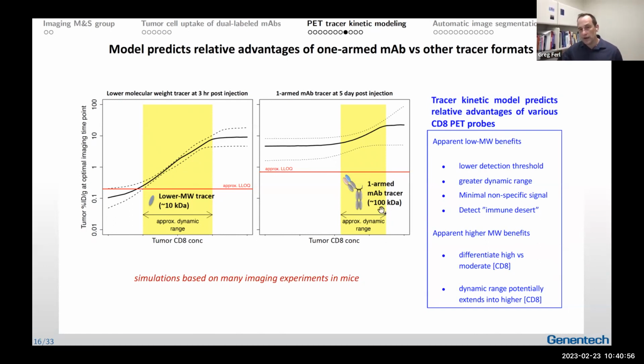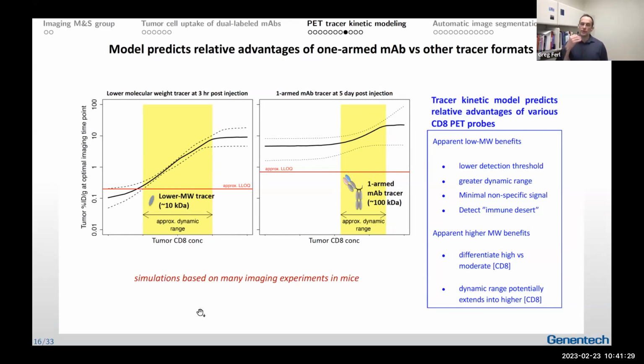So some of the advantages of the higher molecular weight tracer on the right is that you should still be able to differentiate between high CD8 levels versus moderate CD8 levels. And this is likely due more to the lower affinity of this one-armed antibody tracer, but the dynamic range potentially extends into higher concentrations of CD8 versus the VHH, where this curve kind of plateaus at a bit of a lower value compared to the one-armed antibody.